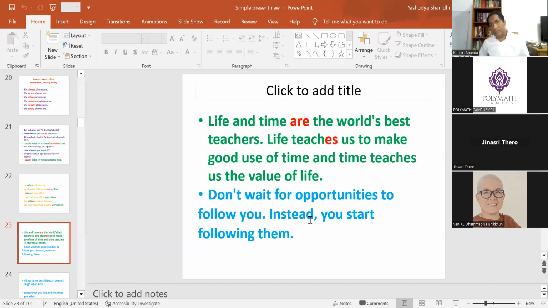There is also a general type of idea where you can see simple present tense is used. Now, life and time are the world's best teachers. Simple present. Am, is, or are is used as the main verb. You should consider them to be simple present, as they express a sort of general idea. There you don't find ordinary verbs. If present forms of be, am, is, or are are used as the main verb, you should consider them to be simple present, where you can express general ideas. Don't wait for opportunities to follow you. Instead, you start following them.